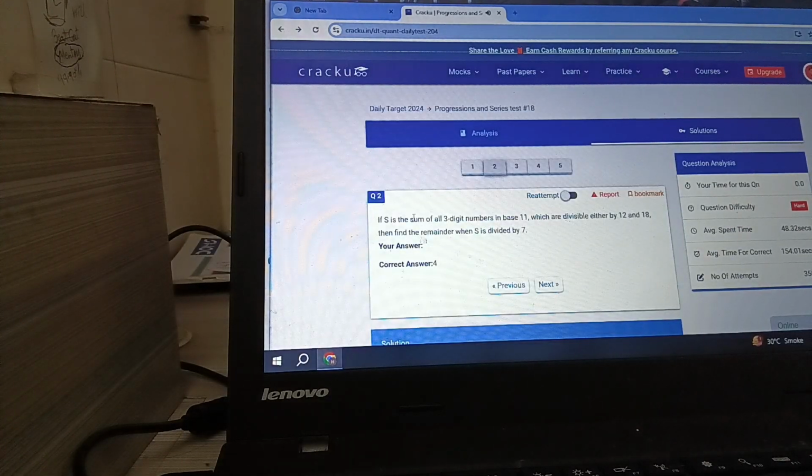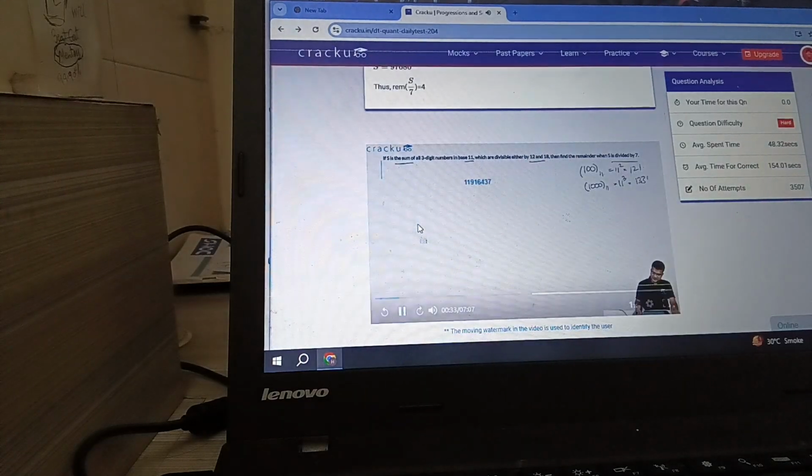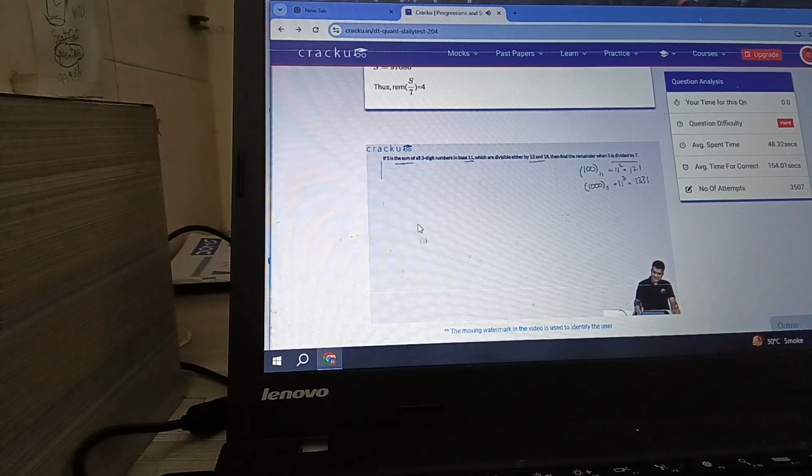And what is the smallest 4-digit number? The smallest 4-digit number will be 1000 in base 11, which will be equal to 11 cubed, which is equal to 1331. So what is the largest 3-digit number in base 11? The largest 3-digit number will be 1331 minus 1, which is equal to 1330. So essentially what we are required to calculate is the sum of all the numbers between 121 and 1330 which are either divisible by 12 or divisible by 18.